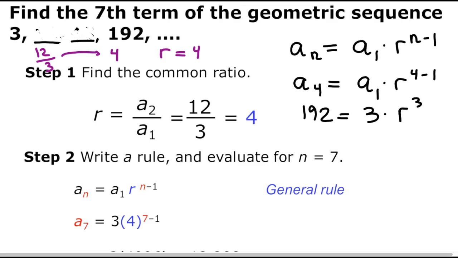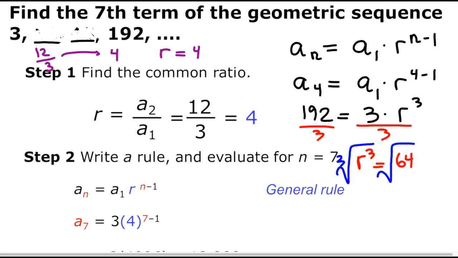So now this is just solving a cubic. Divide both sides by 3. You're going to get r cubed is equal to, what is that, 64? How do you get rid of a cubed? Cube root. So the cube root of 64 is 4. Neat, hey? Same thing, you just plug in.